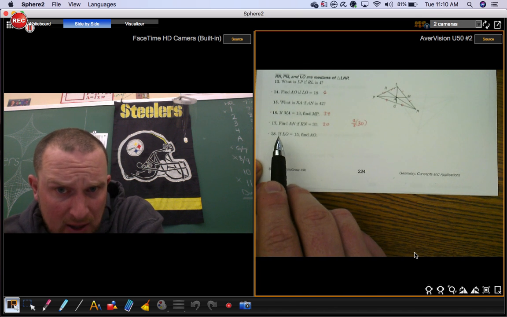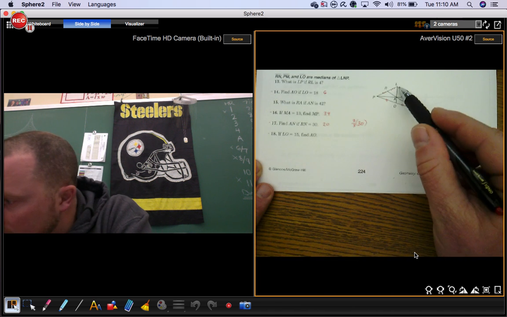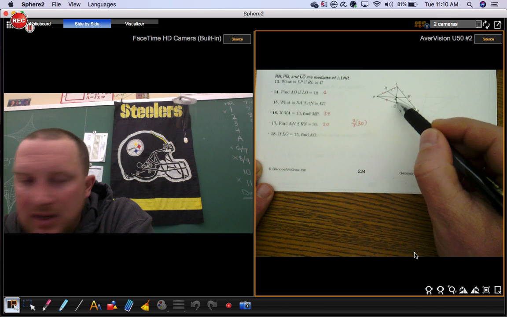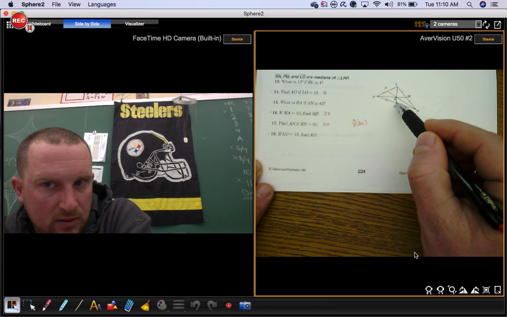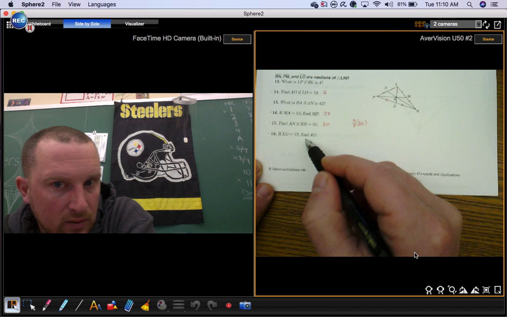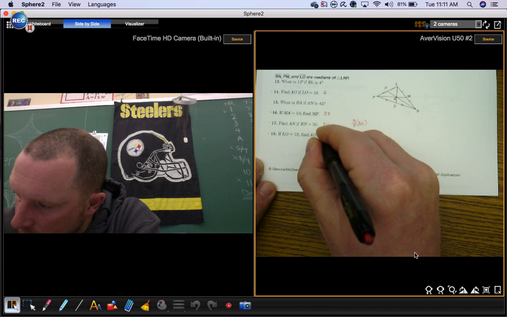Last one. Number 18. If L to O is 15, that's the entire median. How would you find A to O? That's that little piece. Well, it's a third of it. So 15 divided by 3 is 5.